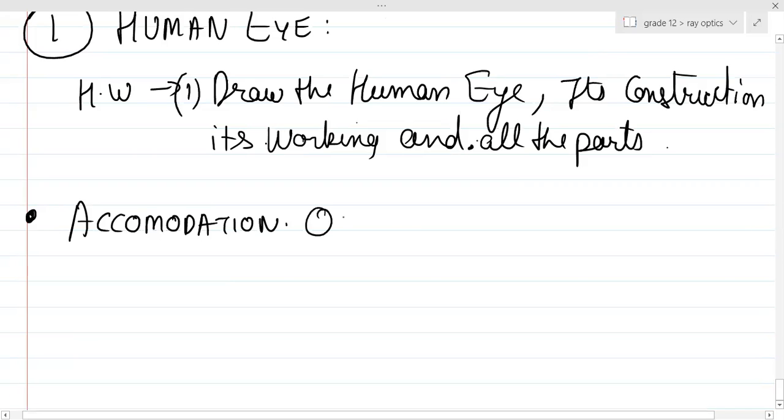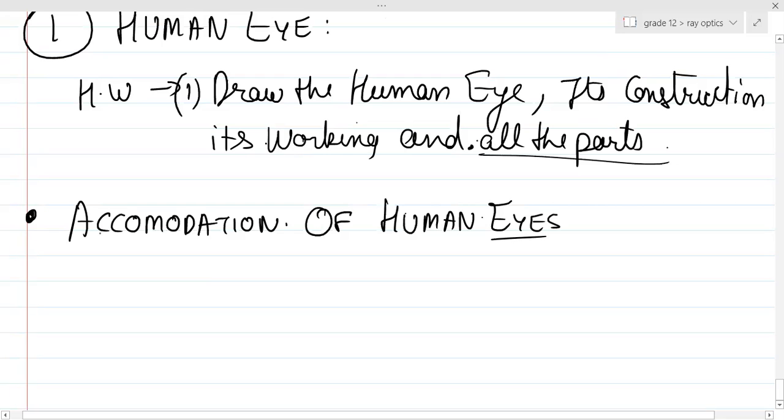Anyways, accommodation of the human eye is homework. I'm not discussing this. This is 10th grade stuff. Please go through it. I'll discuss the defects, by the way, and the numerical part involved in the defects.